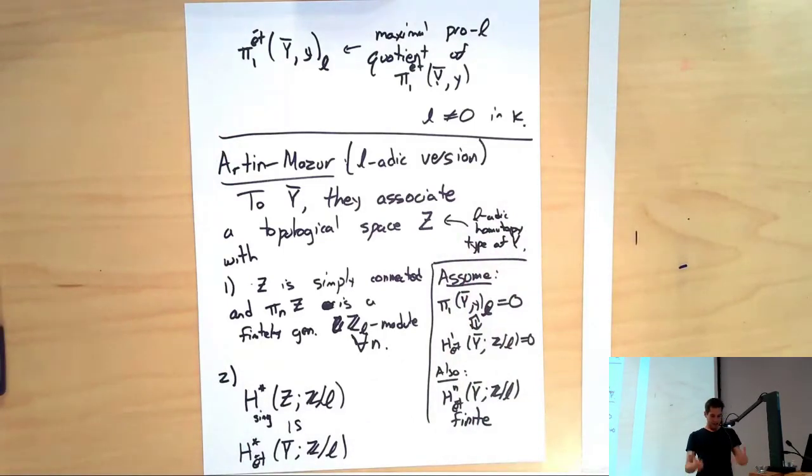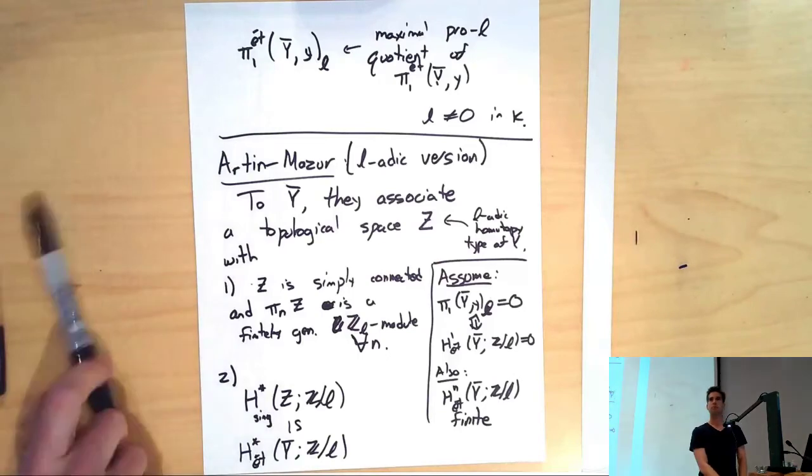What I mean by that is it's not literally characterized by property 2. Property 2, as I stated it, is just saying there's an abstract isomorphism between two vector spaces. But property 2 should really be made more precise by saying that there's some datum that relates Z and Y bar, which induces this isomorphism on cohomology. And if I was to say that carefully, this would become a characterization of what it means to be the L-adic homotopy type of Y.